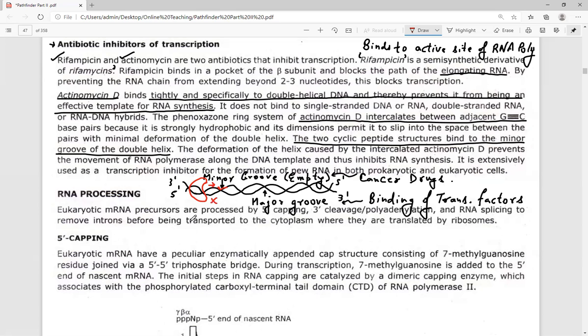As it will not be able to move, it would be halted and the transcription process is going to be halted, so that no process of transcription takes place, and hence the cells are going to die off, or the cell will not be able to replicate much faster.